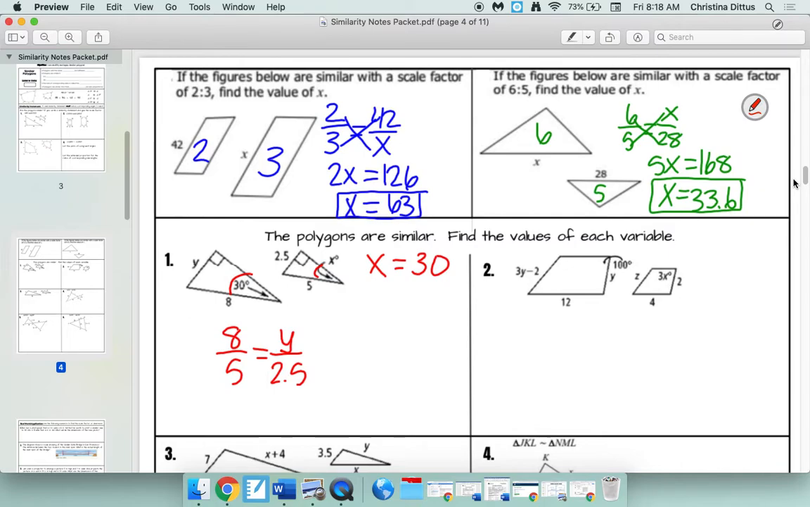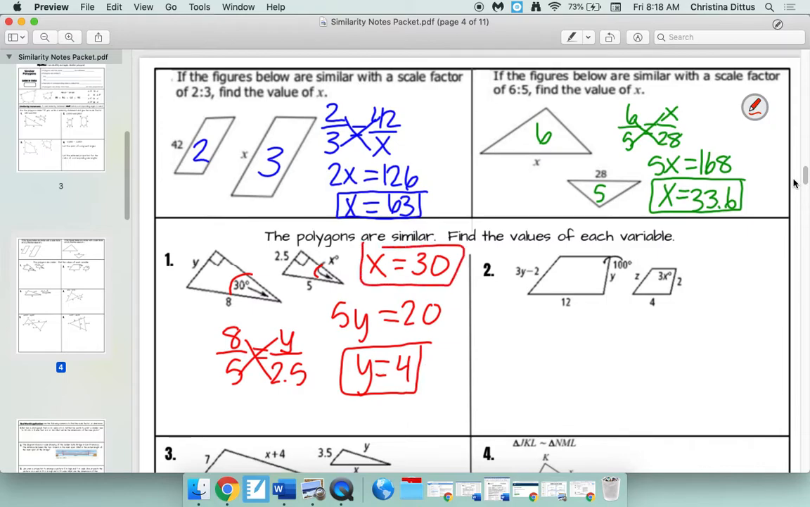What do we do? Cross multiply. 5y equals 20. Y is 4. So our x is 30. Y is 4.